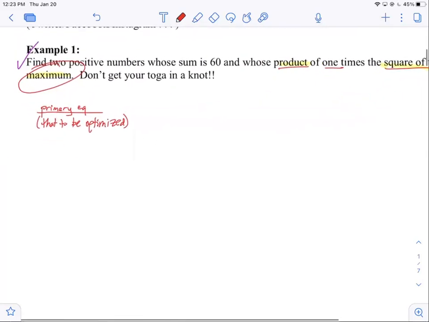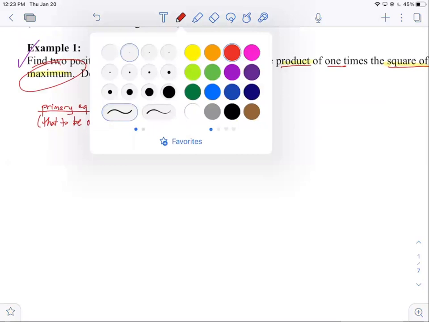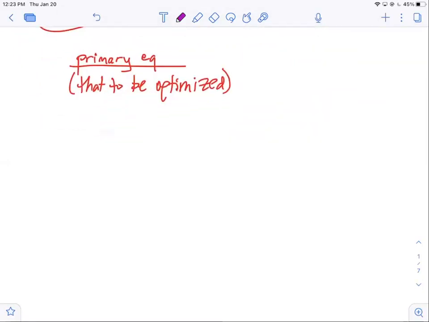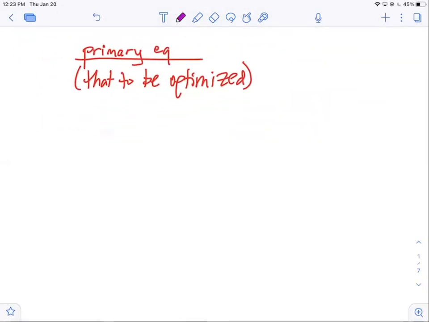Okay. So I need to give a name. I get to choose my own variables here. That's what's kind of cool about it. I'm going to let the product of these two numbers be named, I don't know, how about capital P for product?